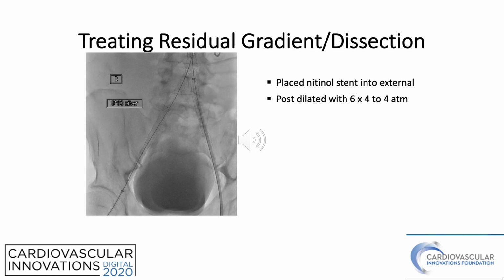Being in the external iliac artery, we oftentimes will use drug-coated stents because of the restenosis potential for that. We also don't treat every dissection. If there's a lack of pressure gradient, then sometimes we'll leave those alone, but this patient had a significant gradient. So we placed the drug-eluting nitinol stent into the external iliac artery on the right, and we post-dilated very gently with a 6x4 balloon to 4 atmospheres.